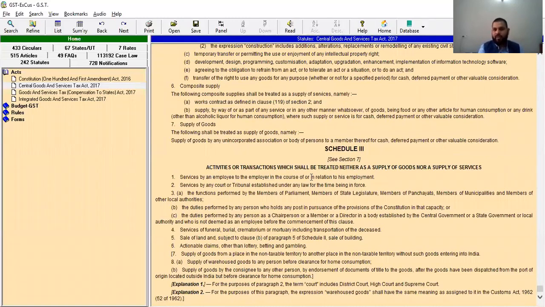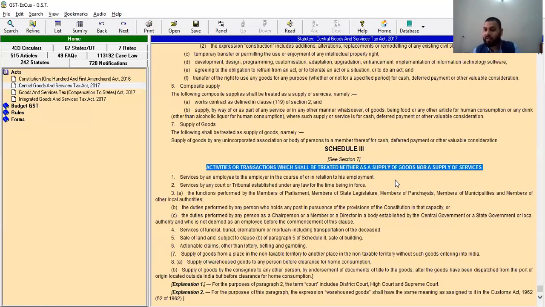Activities or transactions which shall be treated neither as a supply of goods nor a supply of service. So here's where the non-obstante nature of 2 really shows its relevance. Because up till now we understood that anything imaginable which is changing hands was supply. However, when we read 2, we got to know that notwithstanding anything contained in 1, there are certain activities or transactions which shall be neither a supply of goods nor a supply of services.